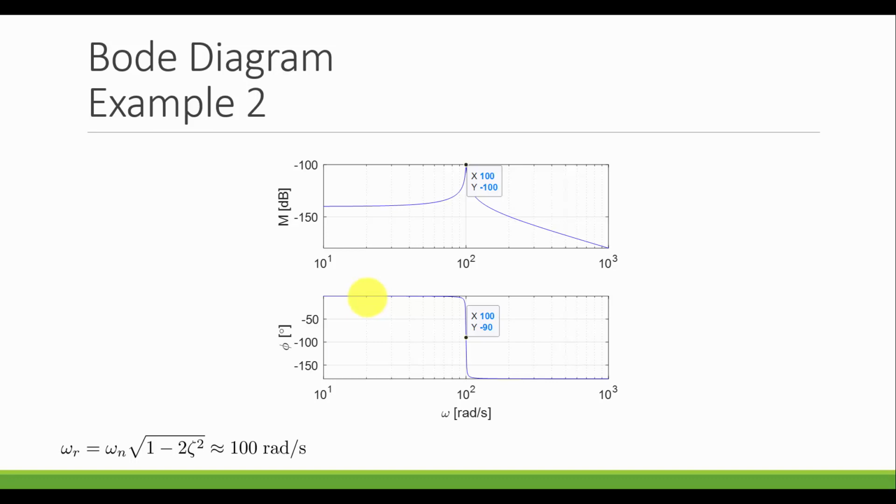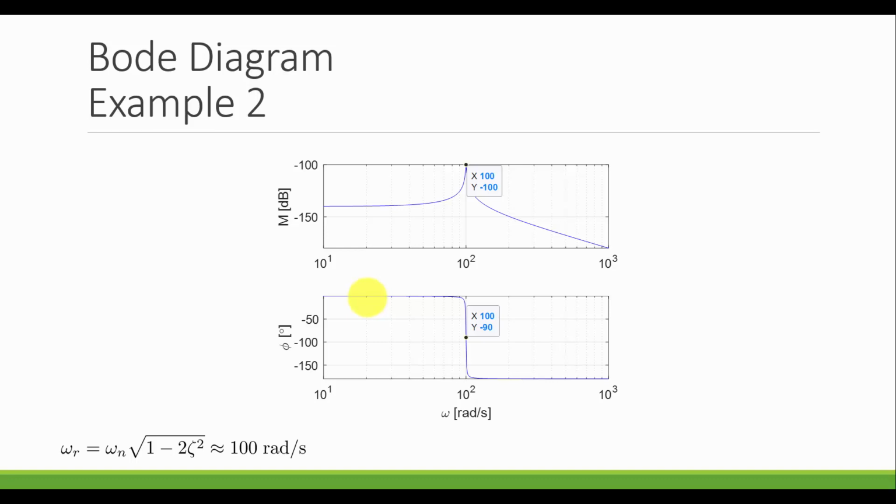So what that spike tells us is that the magnitude of our output is going to be relatively much higher. The position is negative 100 decibels if we drive the system at 100 radians per second. Now, typically that's not going to be good. We don't want to operate near that peak because we're going to have a very high output amplitude near that peak.